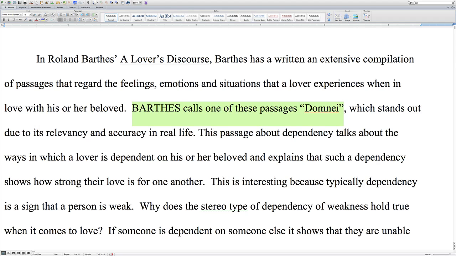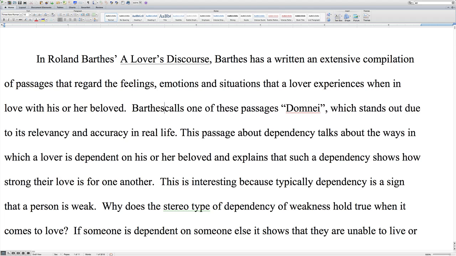I turned this from a passive voice into an active voice. To recap, it's active now because the verb calls is being done by something or somebody: the author of the text, Roland Barthes. Barthes calls one of these passages Domne. And of course, it really should be B-A-R-T-H-E-S, not all caps.